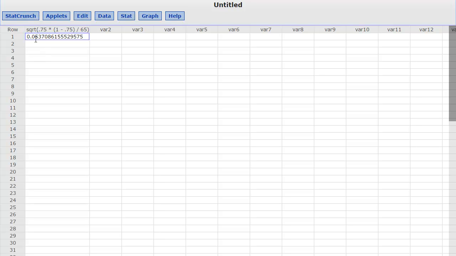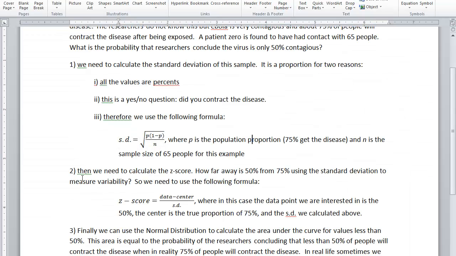And so this tells me that there's about a 5% variability for a sample of size 65 for a population proportion of 75%. Okay, so I'm seeing variability of about 5% between most samples. Okay, so now let's go back. We have that. So then we need to calculate the z-score.